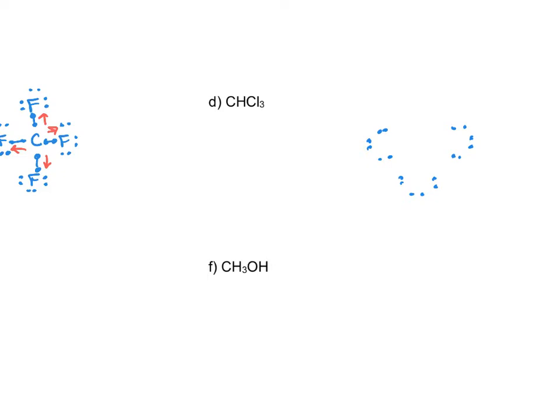There is a slight difference in electronegativity between carbon and chlorine, so there will be a bond dipole going from the carbon to the more electronegative chlorine, shown like this.